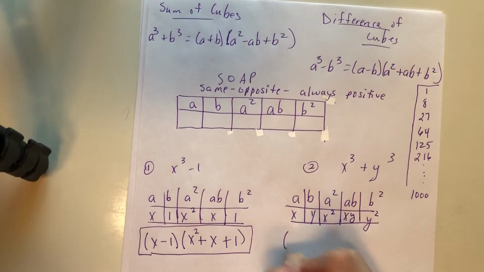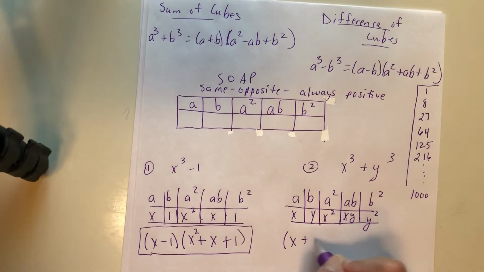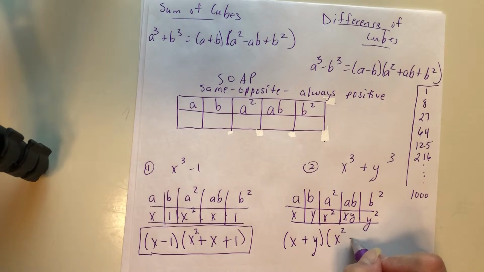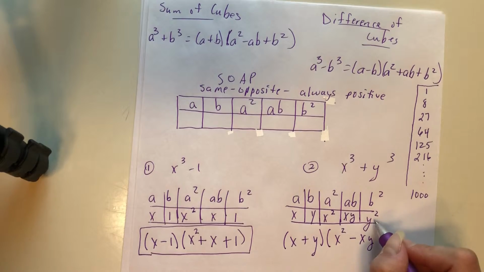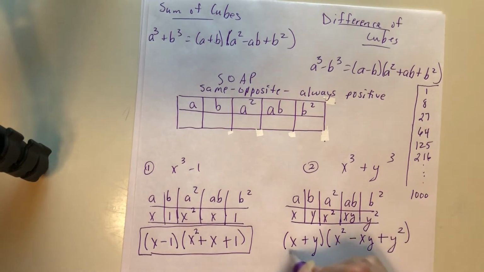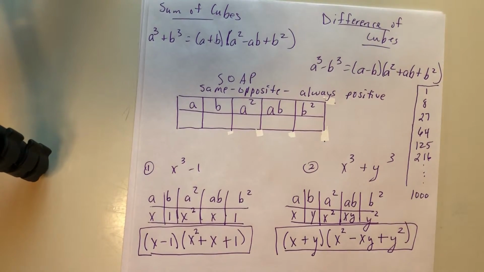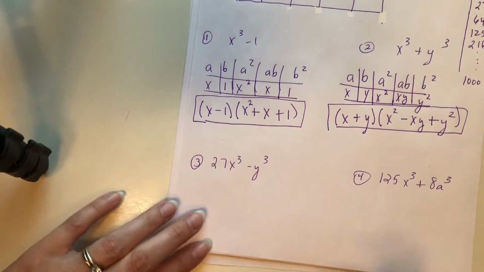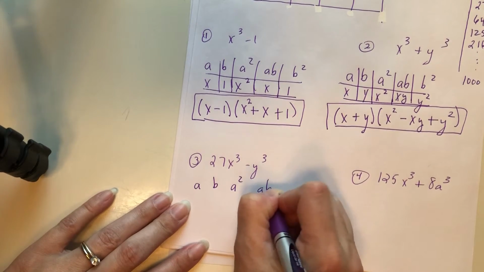And then I go to set up the answer. It's going to be x, the same sign that I started out with, plus y, times x squared, opposite sign, xy, and always positive, and then y squared. The nice thing about these, though, is once you apply your formula, you're done. You don't have to do any guessing, checking, or any other steps.